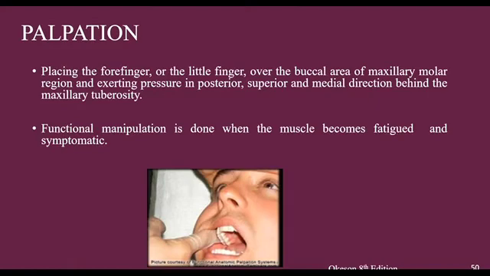Palpation. Place the forefinger or the little finger over the buccal area of the maxillary molar region and exert pressure in a posterior, superior, and medial direction behind the maxillary tuberosity. This palpation is extremely uncomfortable and almost impossible because the attachments are to the sphenoid. Therefore, functional manipulation is done, the same as for the medial pterygoid.